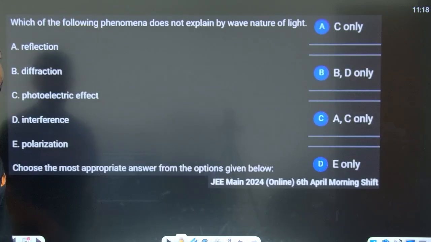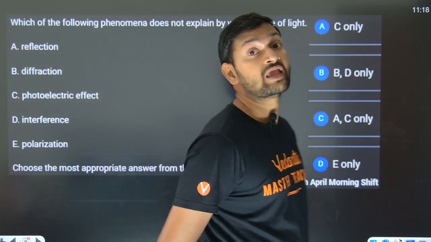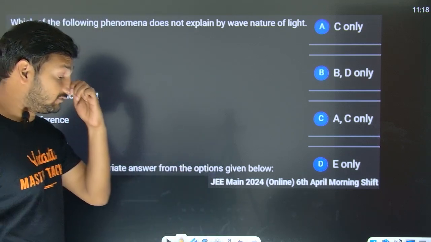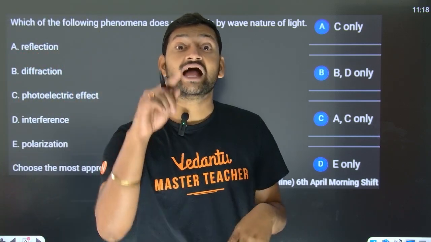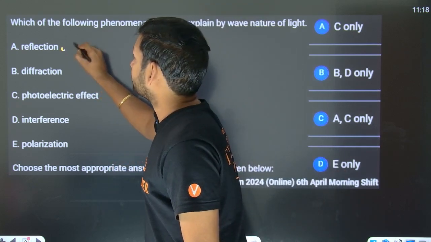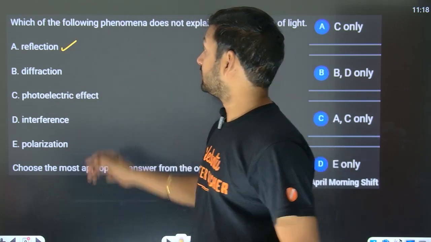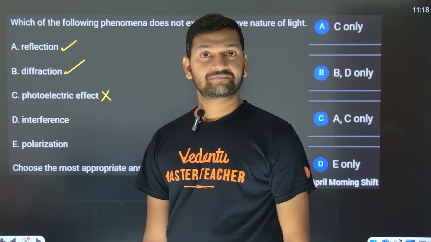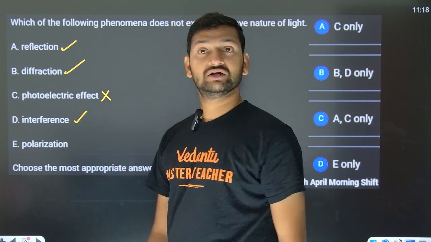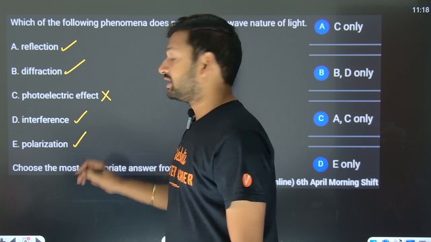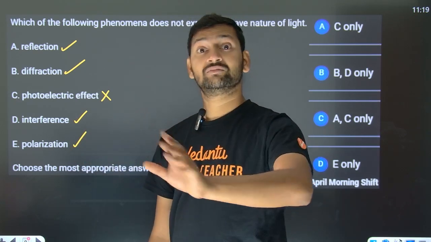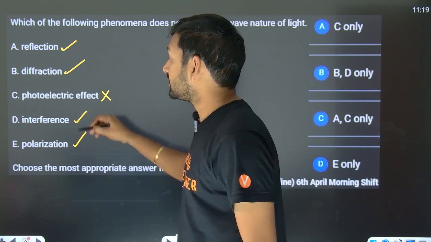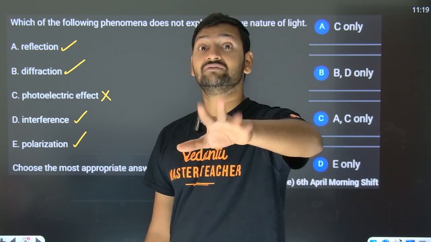Okay. Next. Which of the following phenomena does not explain the wave nature of light? Do you remember in wave optics, using Huygens wave theory, we were able to prove reflection. And using wave theory only, we explained diffraction. Photoelectric effect, wave theory can't explain. Interference is also wave thingy only. Polarization is shown by transverse waves. So polarization is also shown by waves only, but transverse waves. Longitudinal waves don't show polarization. So these four can be explained with the wave theory.